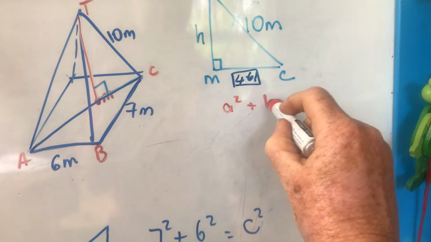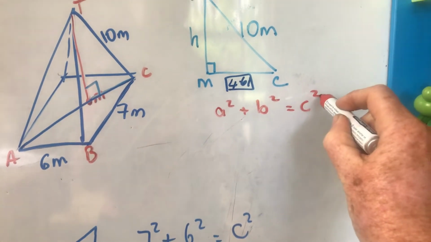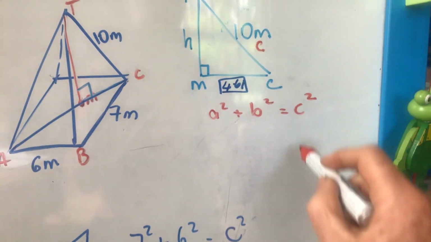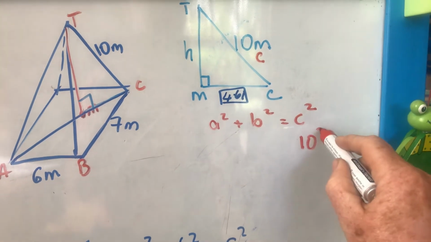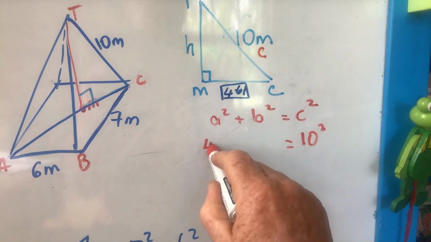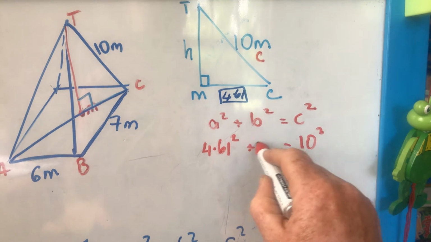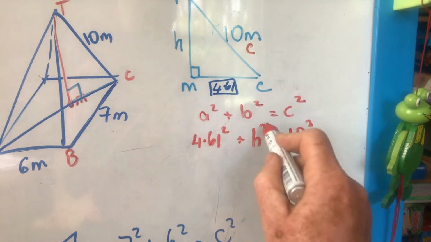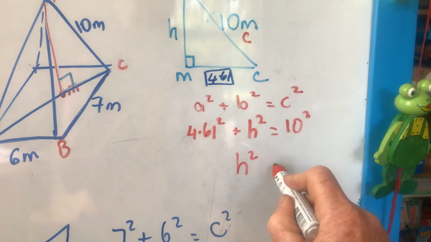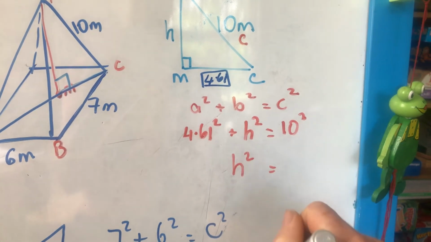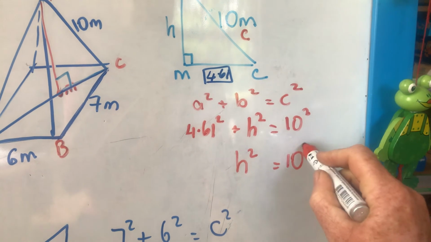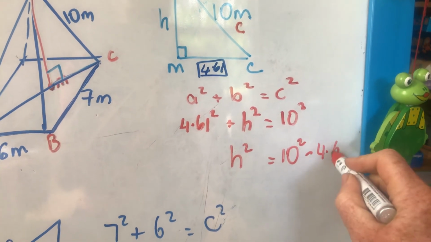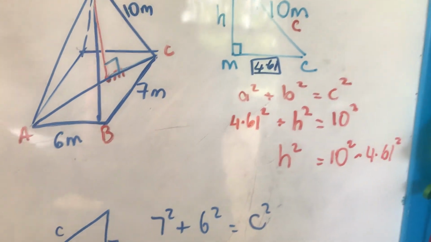Rule: A squared plus B squared equals C squared. Put the numbers in. There's our C side. Always do it first: 10 squared. The other two sides, 4.61 squared and H squared. That's the one we need. To get H squared by itself, I need to minus this 4.61. So 10 squared minus 4.61 squared. Type that into your calculator.